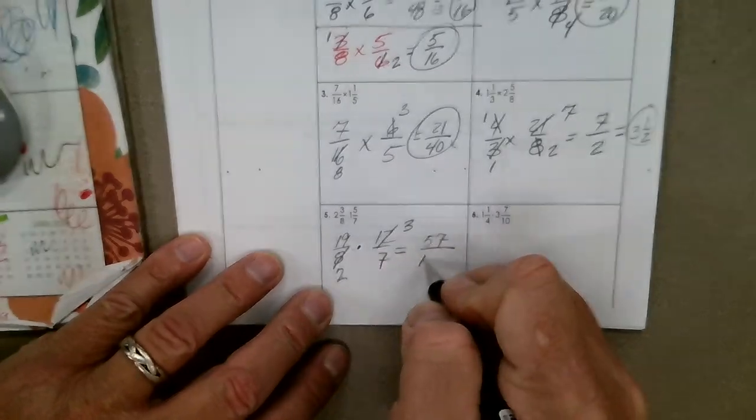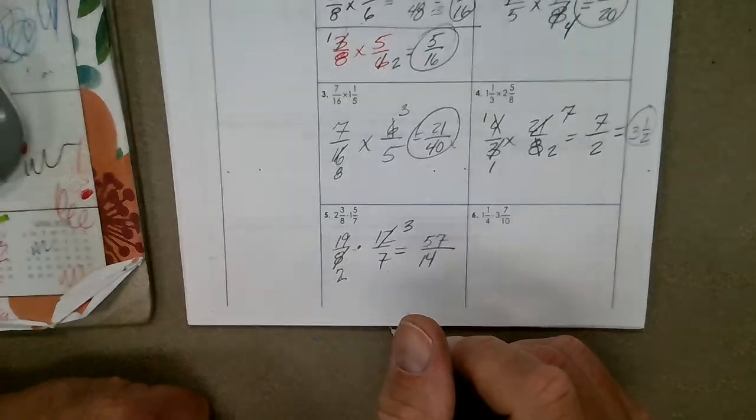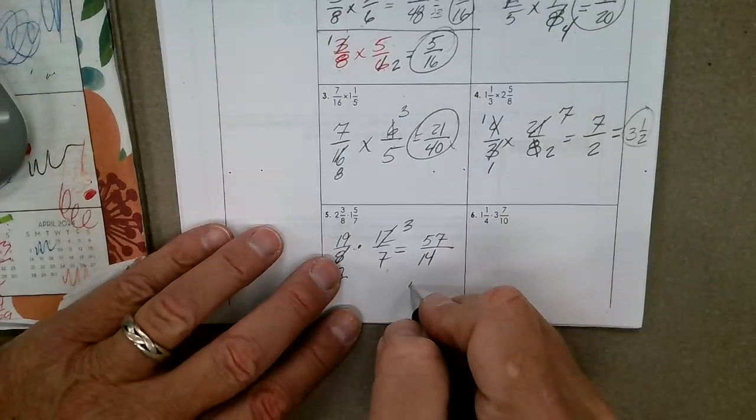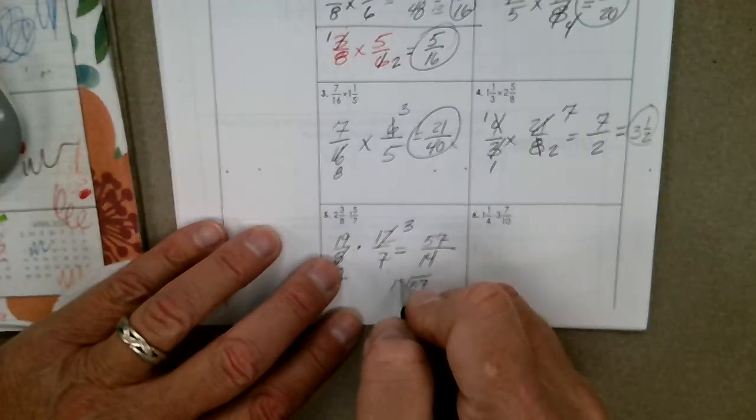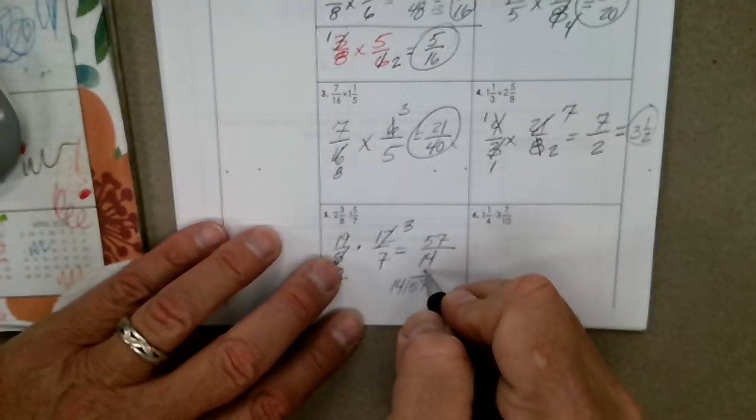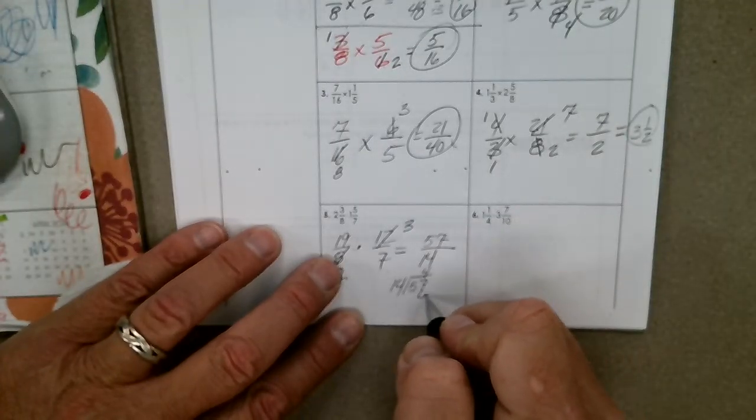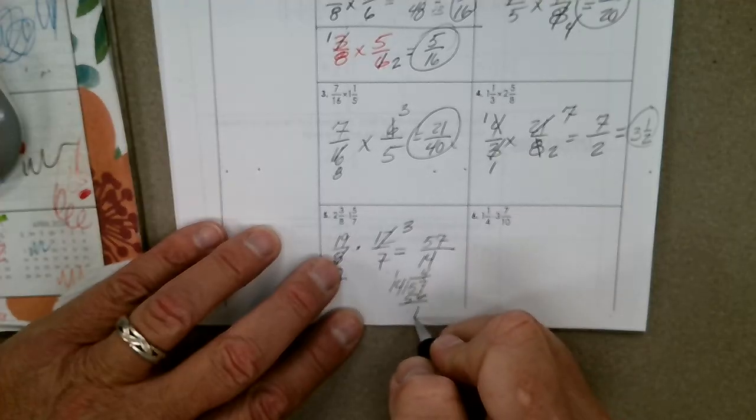Now we're going to multiply 19 times 3, and we're going to get 57. 2 times 7 is 14. I'm going to actually have to divide this out because it's a little bit bigger than I like to do mentally. 4 fours are 16, 56, 1.